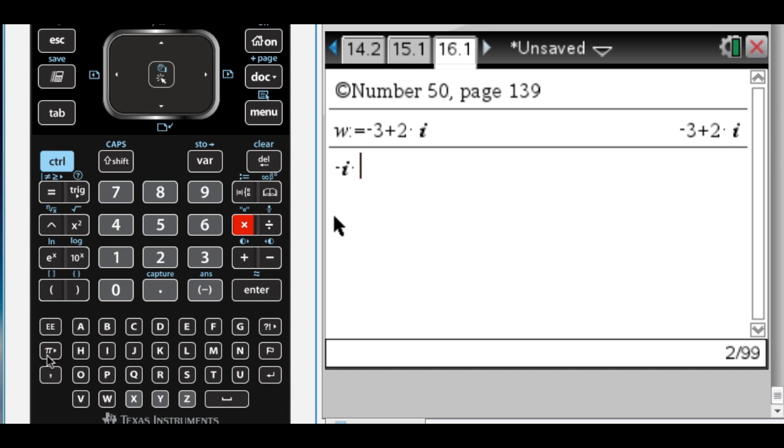So if I do negative i times the W that I just stored, I get 2 plus 3i. There's only one option that could possibly be, looking at the picture that I was provided with, and that would be option A. And so we're done.